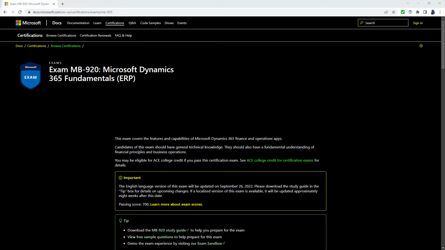So first of all, what is this exam? Well, the MB indicates that this is about Microsoft Dynamics 365, and the 9 as the first digit, so the 900, 910, 920, indicates that this is the fundamentals level. So at the fundamentals level, we ask about the capabilities of the various apps. Now the 920 is the ERP, the Enterprise Resource Planning, as opposed to the 910, which is the CRM, the Customer Relationship Management. So basically it's finance and operation apps.